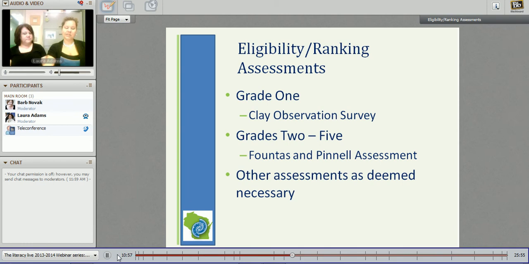You can see here that at grade 1, one instrument that they use is the Clay Observation Survey. From grades 2 through 5, they also rely on the Fountas and Pinnell assessments. And as I mentioned, other assessments as deemed necessary, such as the DRA2 word analysis, the Oshkosh Area School District alternate assessment, the NAEP fluency rubric, record of oral language, the PALS quick check, and the oral language acquisition inventory, second edition.